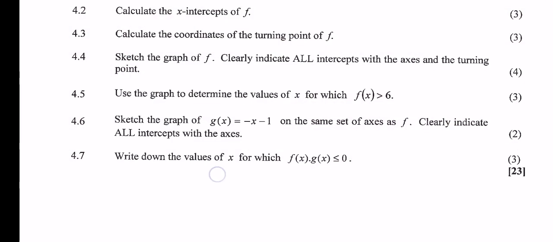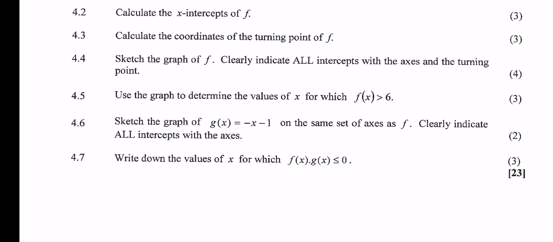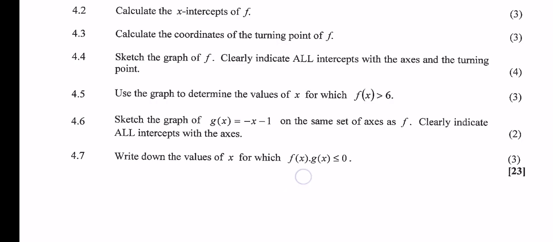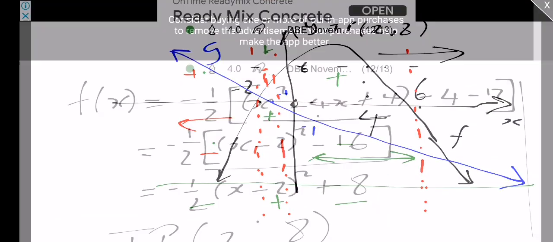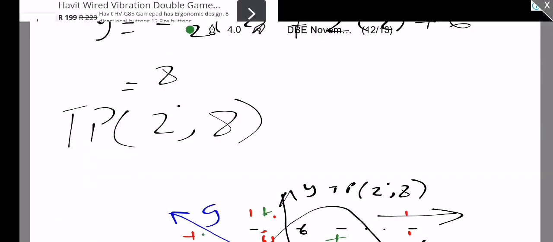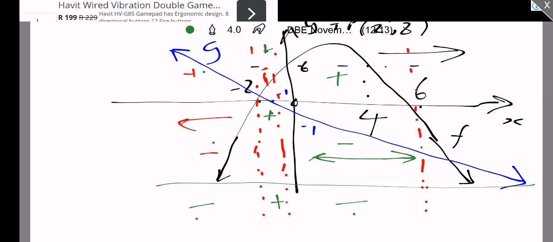Now the question says write down the values of x for which f of x multiplied by g of x is less than or equal to 0, which means it is negative. Their product has to be negative. Their product is negative here and there. And on the x-intercept, it is 0, it is 0, it is 0. It's very important because we've got to also include it.